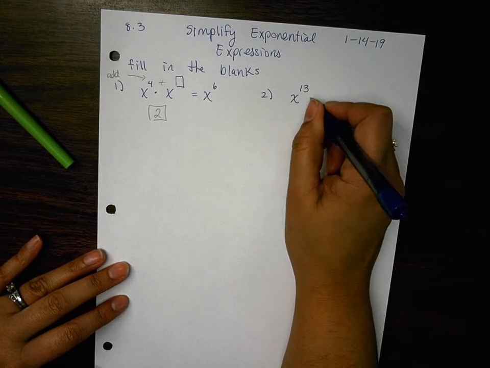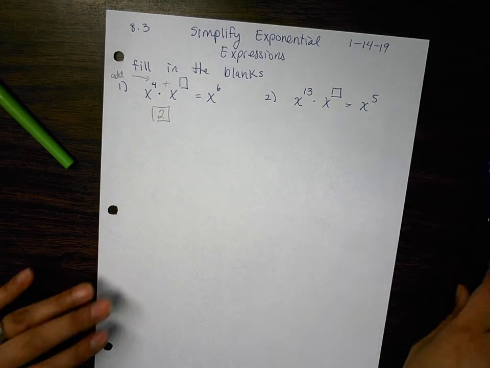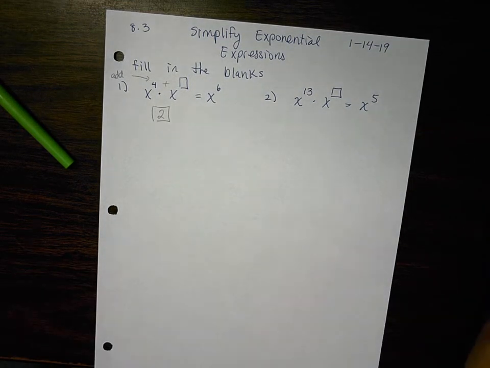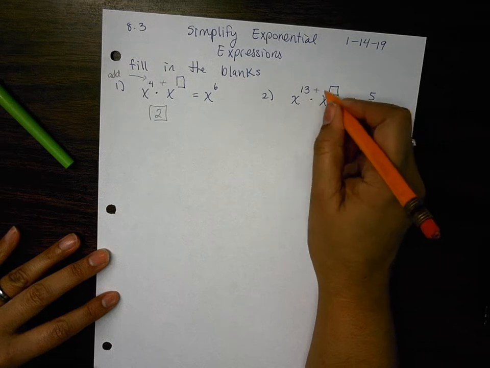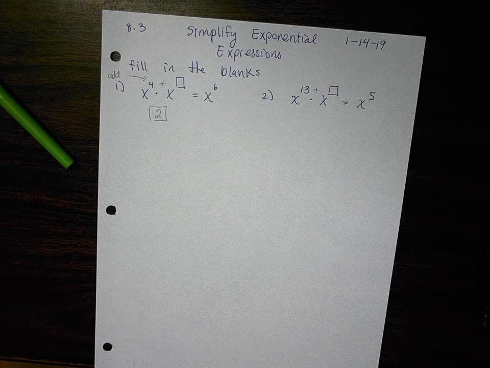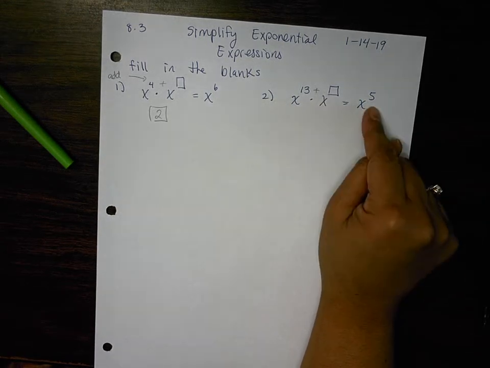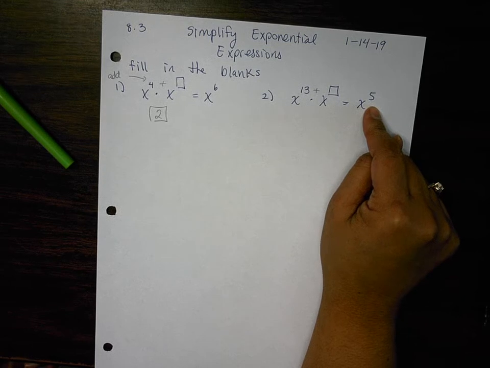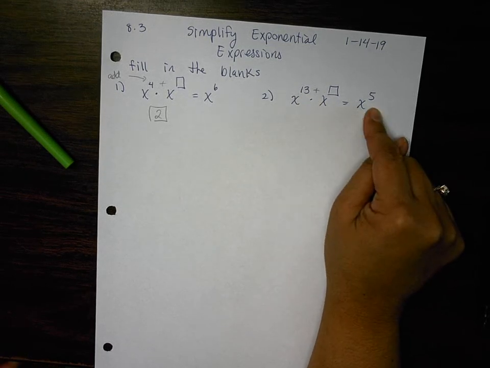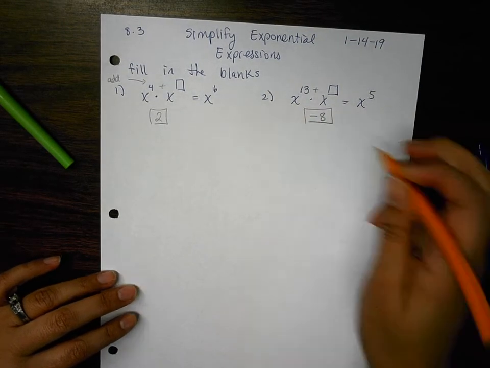Okay, number 2. x to the 13th times x to the blank equals x to the 5th. So same as the last one, 13 plus what number equals 5? Is that going to be a positive or a negative? Do you guys agree it has to be negative? Why is that? Because 5 is smaller, so it has to be 13 plus a negative number to give me the 5. You can do it in your head. You can subtract the 13 from 5. Anybody have it? What is it? Negative 8.